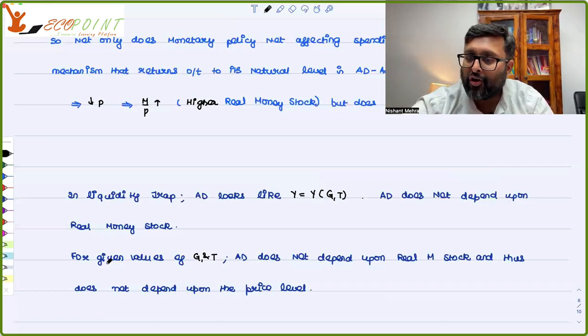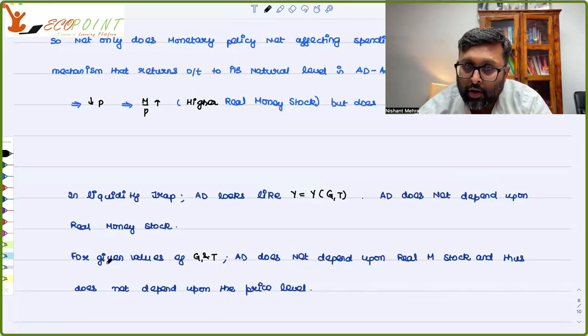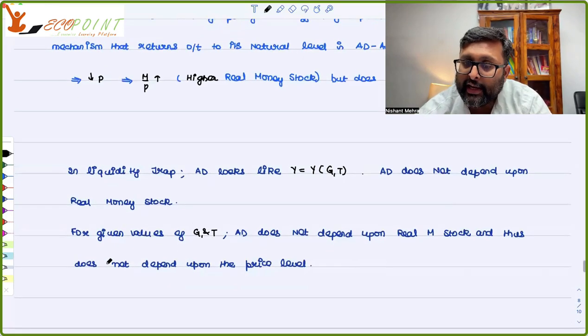AD is drawn in price and output space, right? If a change in M by P is not leading to any change in aggregate demand, then the meaning of this is, even if the price level is falling, M by P increasing, it is not affecting the aggregate demand. So for given values of GNT, AD doesn't depend upon real money stock. Do you see M by P here? Why have we not written M by P? Because M by P is not affecting aggregate demand.